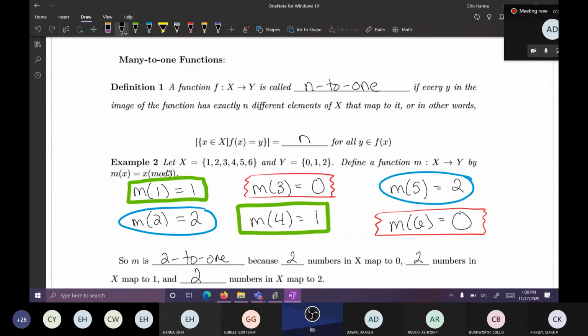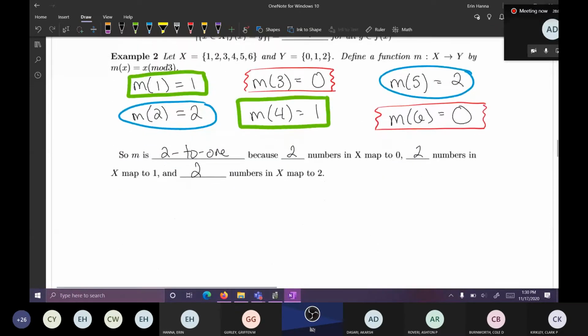So again, it has to be the case that all of the outputs have that many inputs going to it. So say X was only 1, 2, 3, 4, 5, and we didn't have that last term in the back here, then that wouldn't be 2 to 1 because 0 only got mapped to once. So it has to be the case that all of the outputs get mapped to the same amount of times. But since all of the outputs here had 2 inputs going to them, it would be considered 2 to 1.